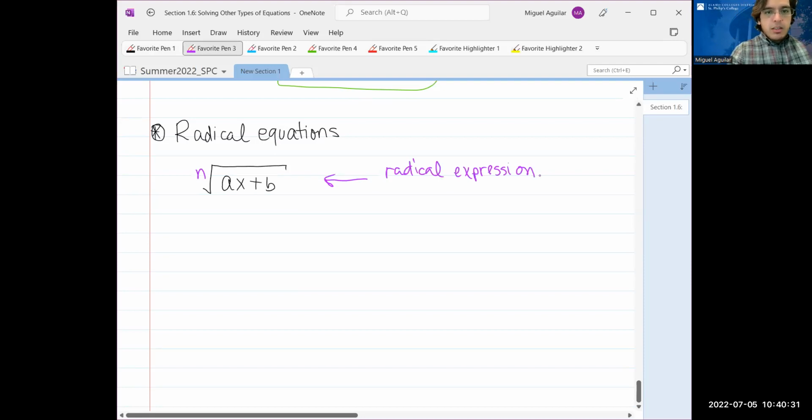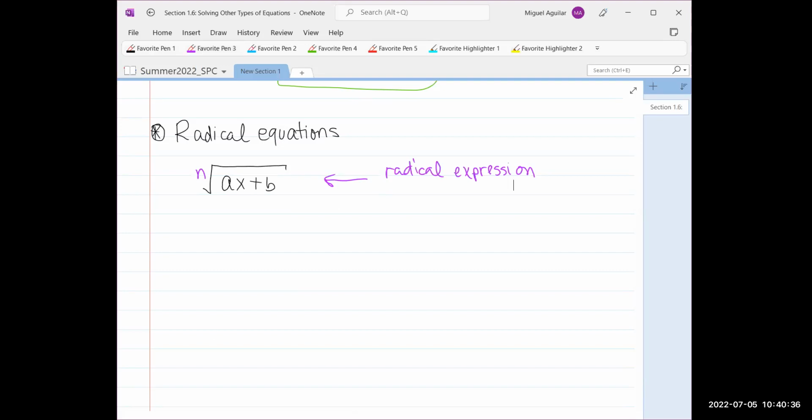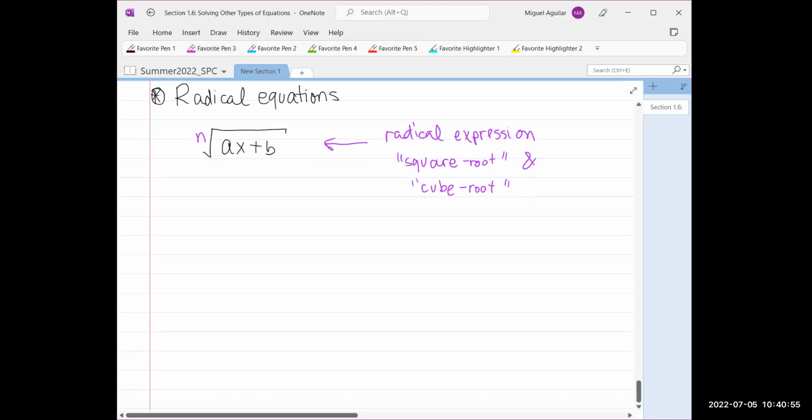So for these kinds of equations that we're going to work on here, we're mostly going to be seeing square root equations and cube root equations. But the logic transfers over to the nth root. It could be a 4th root, it could be 5th root, so on. But let's go ahead and just start with some examples of square root equations and how we can go about solving those.